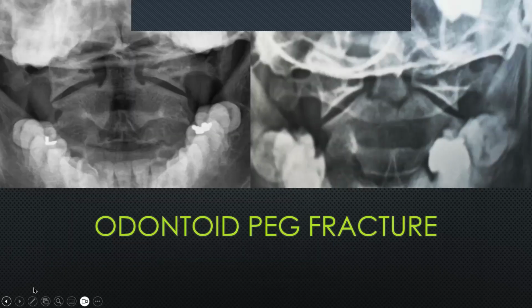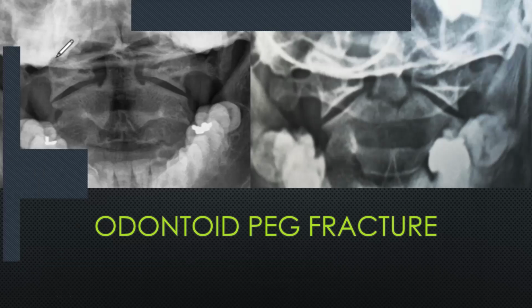So these are the types of things that you need to worry about. Now let's look at another one. Let's look at an odontoid peg fracture. Now remember, it's very easy. We've already had a look at the alignment. So let's look at a normal one first.